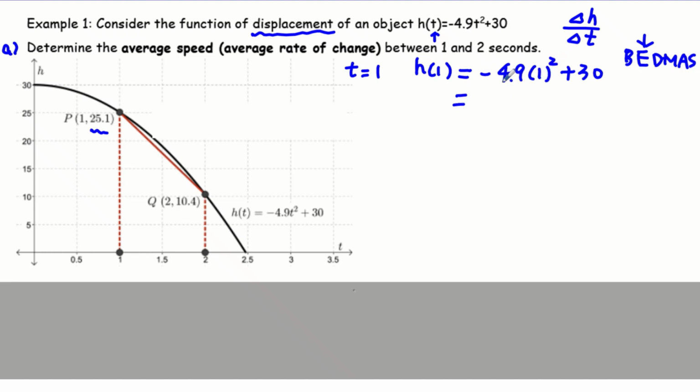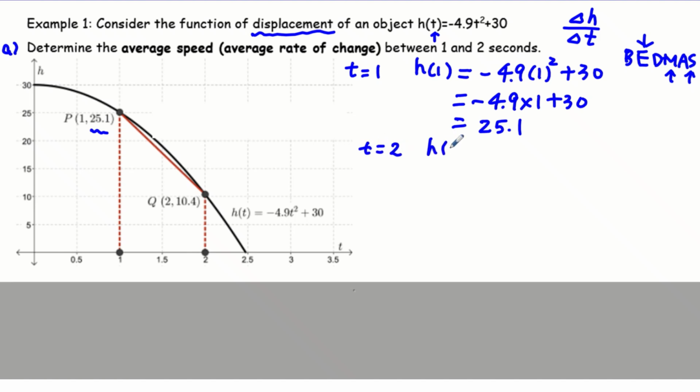The base is 1, not 4.9. So, negative 4.9, then 1 squared, 1 times 1 is 1. Then plus 30. This one, we do the multiplication, then adding. Multiplication second, then add after that. So negative 4.9 times 1 is negative 4.9, then plus 30 gives you 25.1. That is what is on the graph. So this is your y value, and the next one, the second point, is t equals 2.